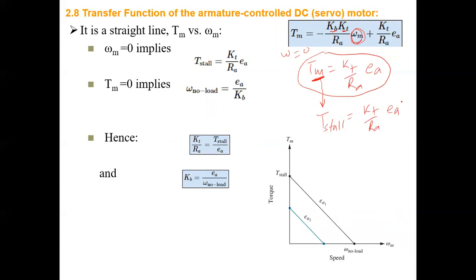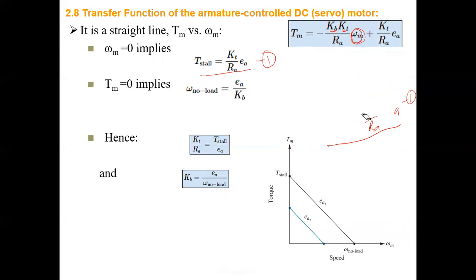From here, can you figure out, okay, so this is equation number one. This is exactly the same thing here, right? Now when T_M equals zero, on the other hand, what do I get from here? Help me here. T_M equals zero, you get negative K_B K_T over R_A omega_M plus K_T over R_A E_A, right? So I can equate this to zero, right? Then I put the equal sign here and take it to the other side.